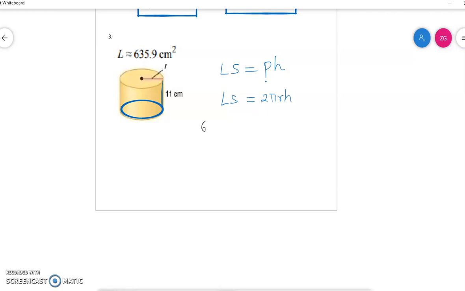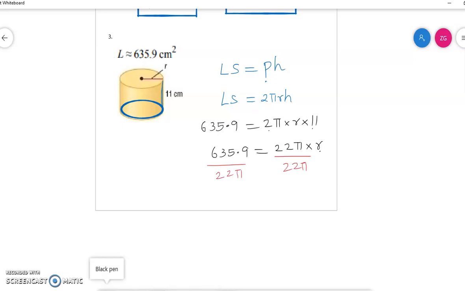Now, let's substitute the values. Lateral surface area is 635.9 equals 2 pi as it is, r we are supposed to find, and the value of h is 11. So 635.9 is 2 times 11, which gives me 22 pi times r. To find the value of r, we divide both sides by 22 pi. So I get my final answer: radius is 9.2 centimeters.